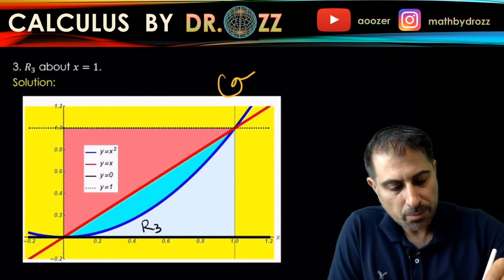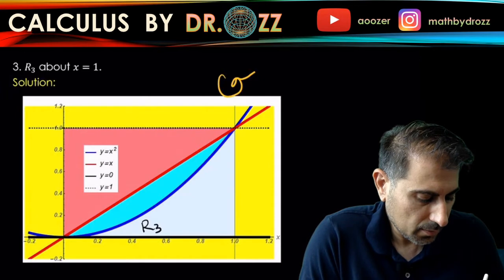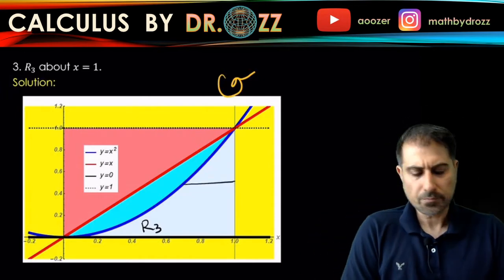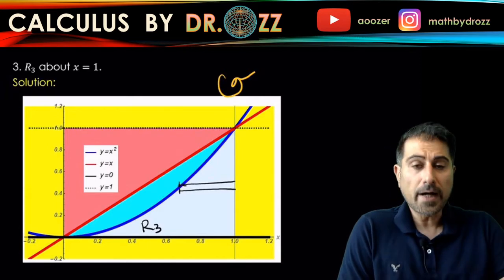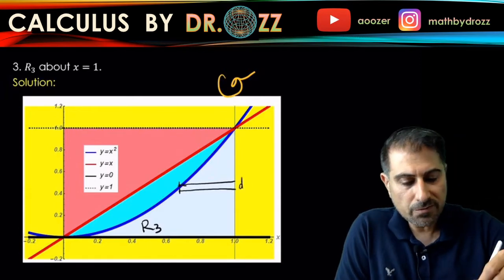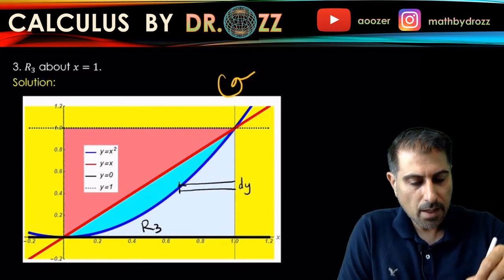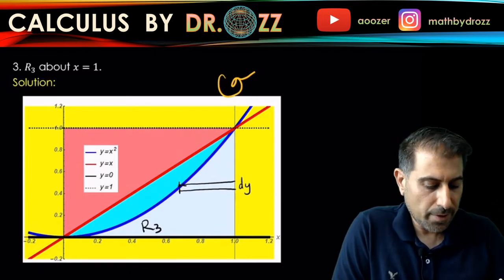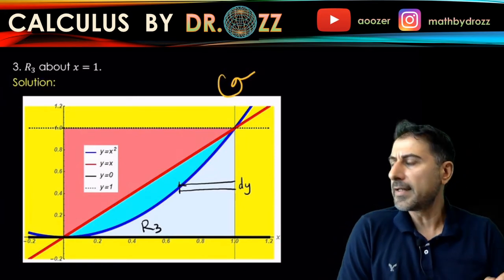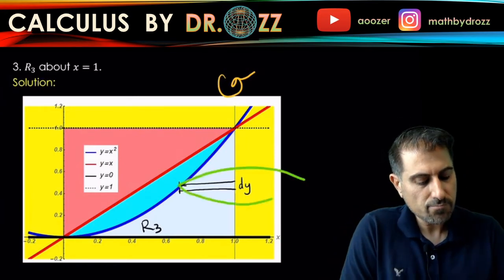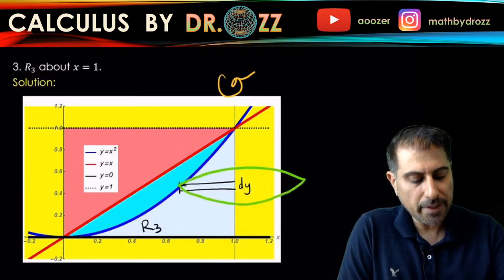So that means we're going to go with horizontal slices. And this comes with thickness dy. And if you revolve this around x equals 1, a vertical line, what do you have? So we're going to have just a disk with thickness dx, okay? And all I need is little r here, right? The radius of that disk.